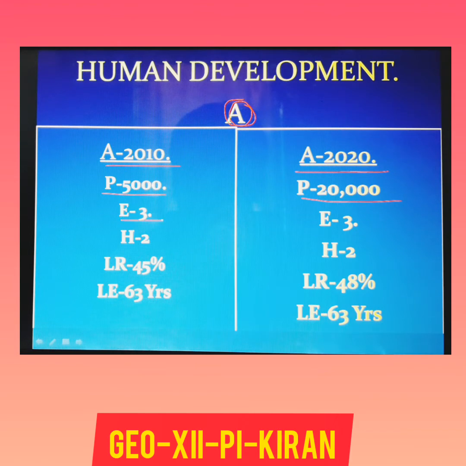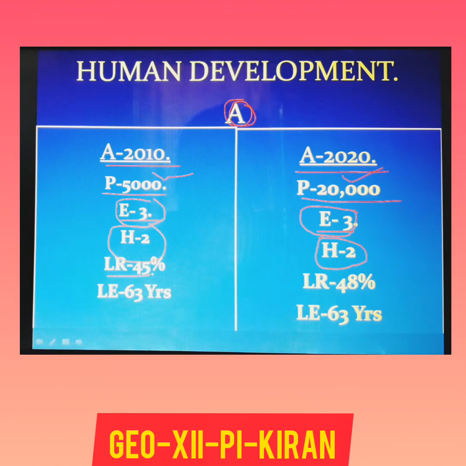Number of educational institutes in 2010 are 3 only, and in 2020, there are 3 only. See, the population increased from 5,000 to 20,000, but the educational institutes are 3 here, here also 3. Number of hospitals are 2 in 2010, and in 2020 they are also 2 only. No change, no improvement.